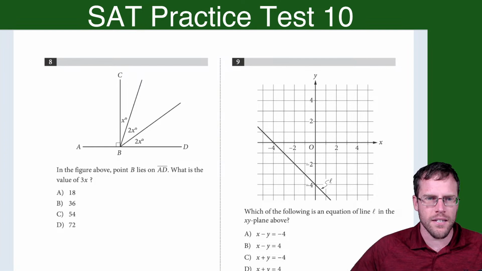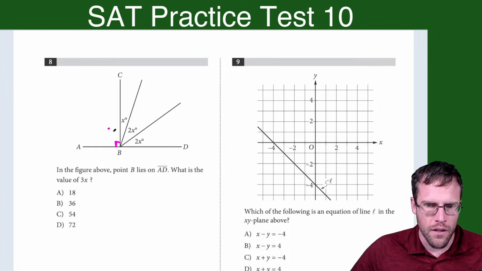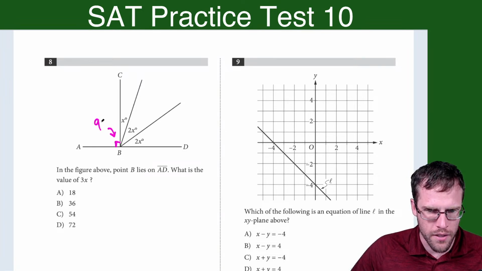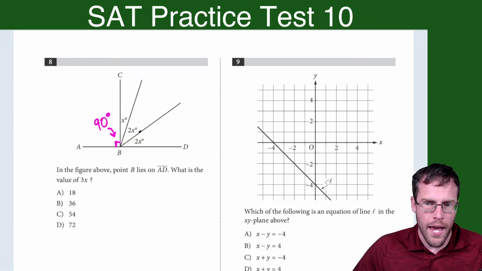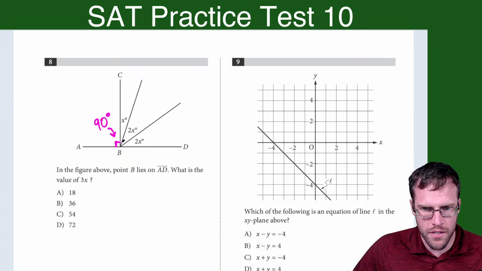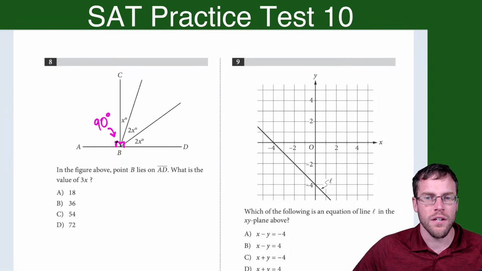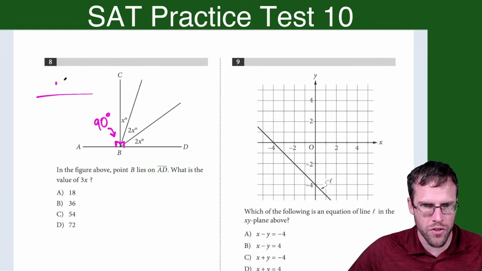So question 8 is now a bit of geometry. In the figure above, point B lies on segment AD. What is the value of 3x? Well, this symbol here we should notice is a right angle symbol, and it stands for 90 degrees. So we have a 90-degree angle here. And on this side, if we're on a straight line, that means this together has to be 90 degrees. Because for straight lines, the measure of a straight angle is 180 degrees.